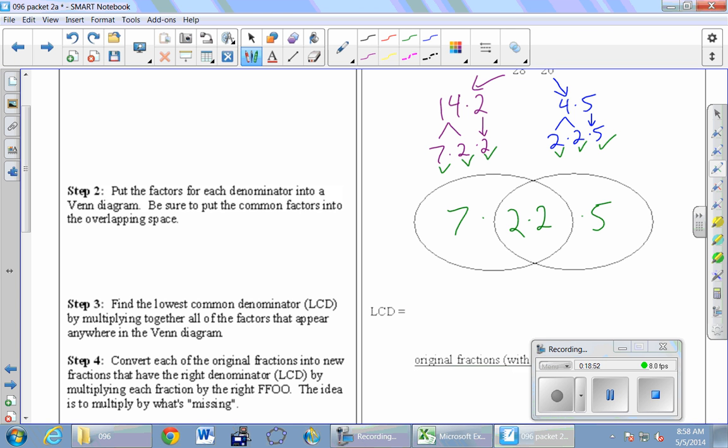The idea is you have to put every factor that you see, but if you see factors that are in common, you don't need to include them twice. You just include them the one time, and that's the overlapping space. Okay, step 3. Find the lowest common denominator, abbreviated LCD, by multiplying together all the factors that appear anywhere in the Venn diagram. So I'm just going to write down here 7 times 2 times 2 times 5.